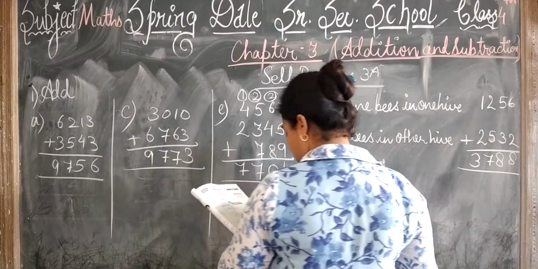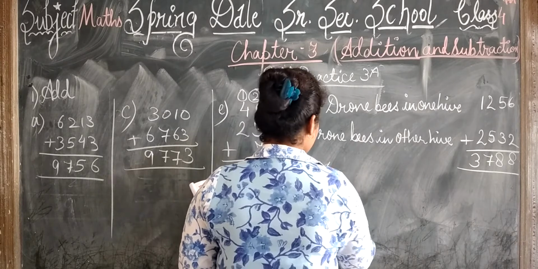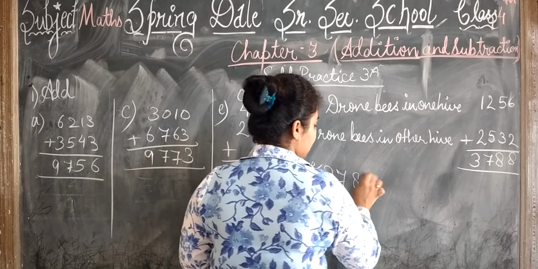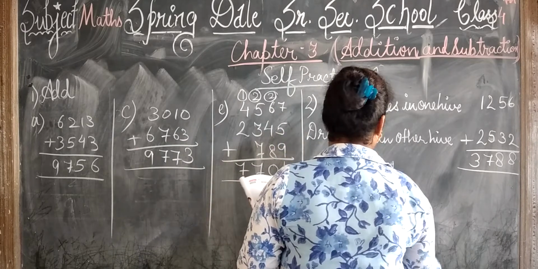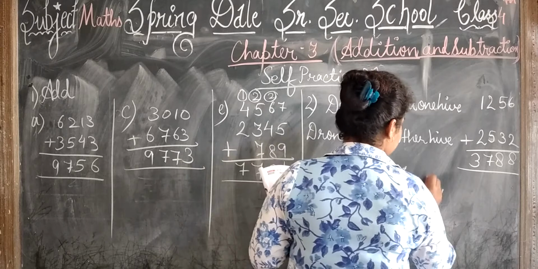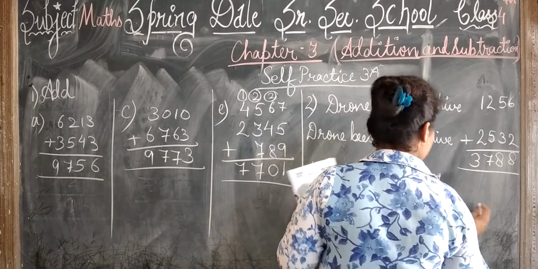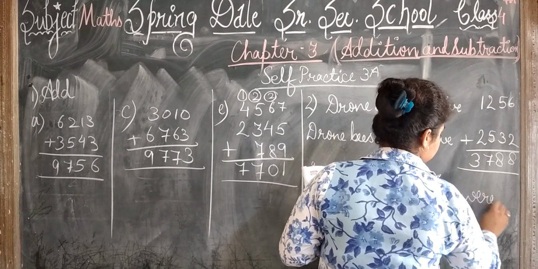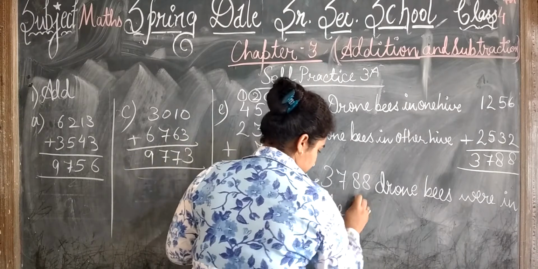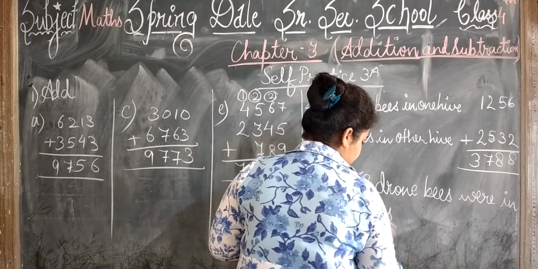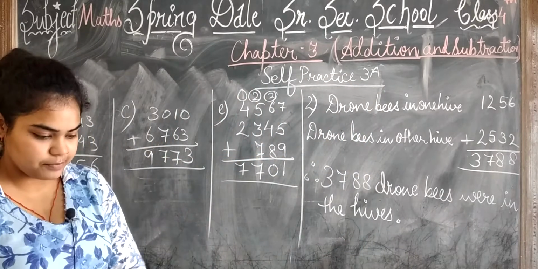3,788. So at last what you will write? Therefore 3,788 drone bees were in the hives. Okay children, so this was our second question.